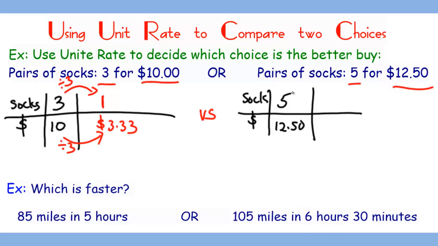And we will again convert socks into 1 by dividing by 5, and we get $2.50 because proportionally we divided by the same number. And let's look at the price. $3.33 for 1 pair of socks or $2.50 for a pair of socks. Apparently this is the better choice right here. So let's write it down.